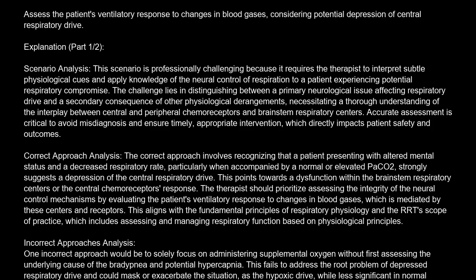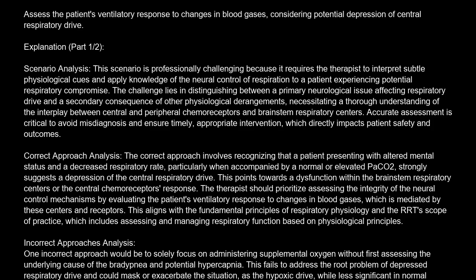Correct approach analysis. The correct approach involves recognizing that a patient presenting with altered mental status and a decreased respiratory rate, particularly when accompanied by a normal or elevated PaCO2, strongly suggests a depression of the central respiratory drive. This points towards a dysfunction within the brainstem respiratory centers or the central chemoreceptors response. The therapist should prioritize assessing the integrity of the neural control mechanisms by evaluating the patient's ventilatory response to changes in blood gases, which is mediated by these centers and receptors.